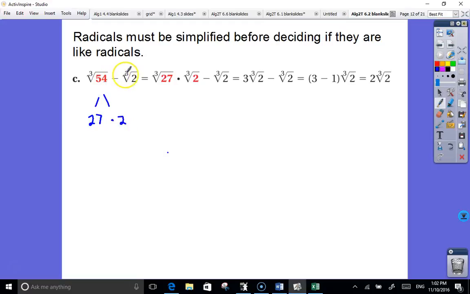So now just follow their work going along to the right there. They've broken it into the cube root of 27 times the cube root of 2. The cube root of 27 is 3. So now as I look at that, those are like radicals. So you don't want to just look at it and right away on the left say, well, I can't do those, can't be added. You've got to simplify. And then they're like radicals, so it's 3 times the third root of 2 minus 1 times the third root of 2. So 3 minus 1 is 2 times the third root of 2.